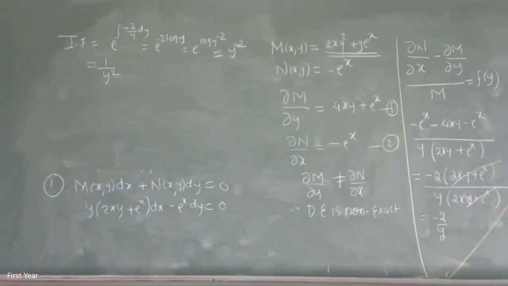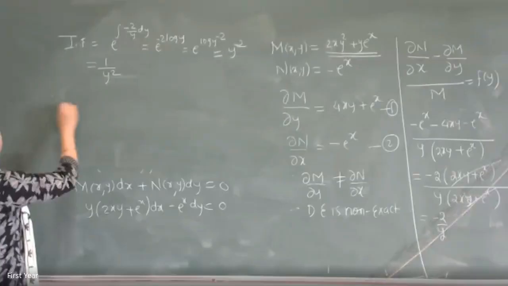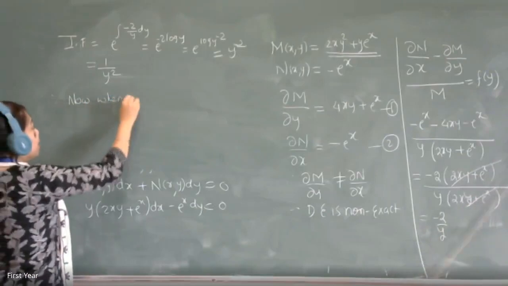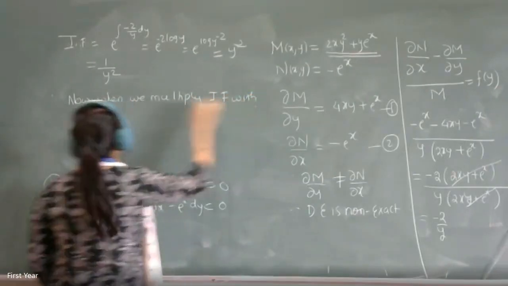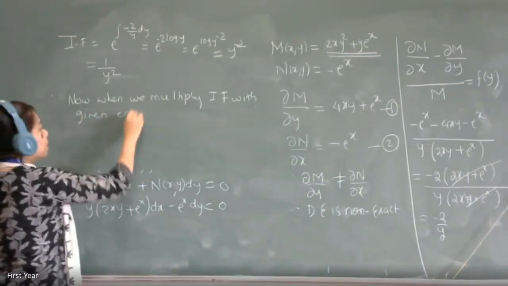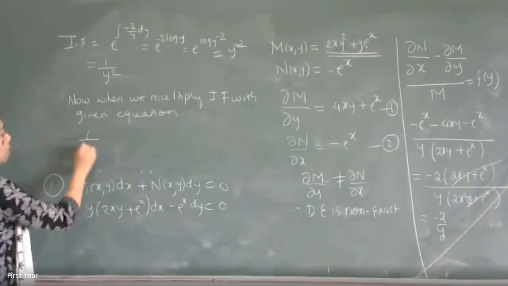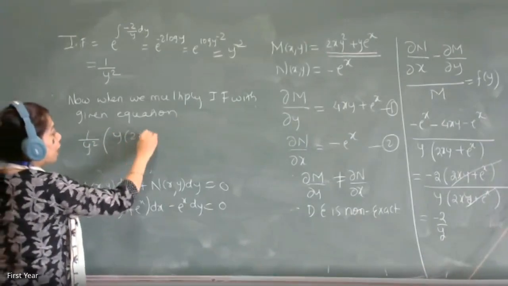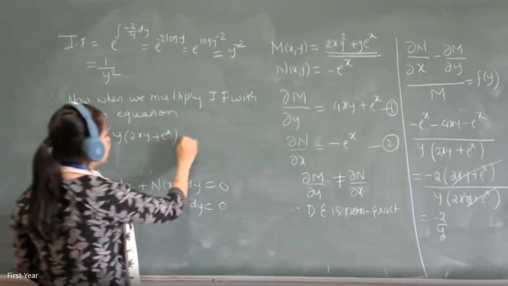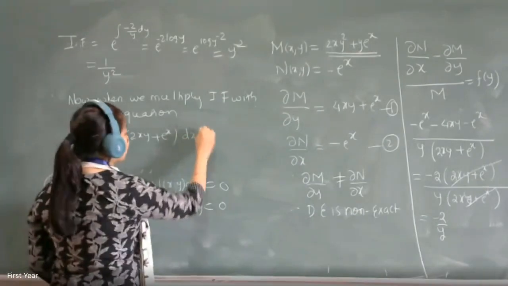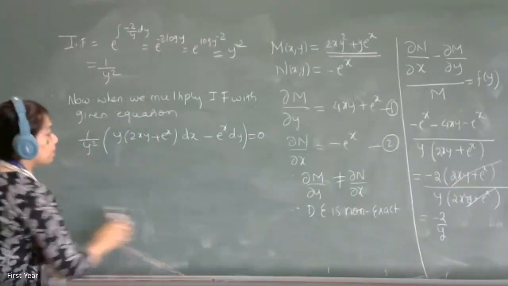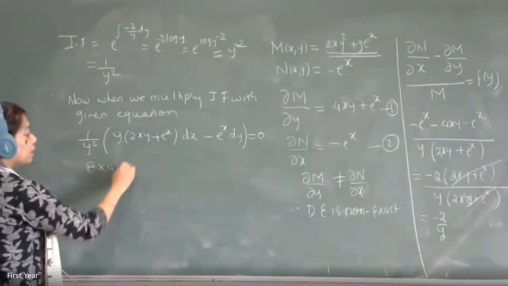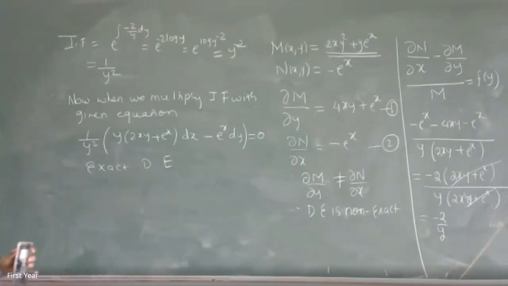Is it okay? And therefore, now we multiply the integrating factor with the given equation. What is that given equation? It is y into 2xy plus e raised to x dx minus e raised to x dy equal to 0. After multiplying by the integrating factor, what will it be? It is an exact differential equation. If you want, you can cross check for your satisfaction.